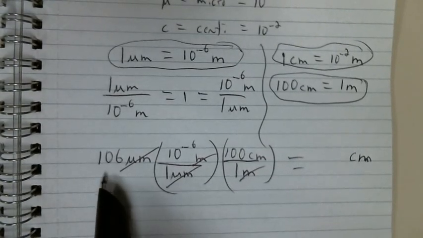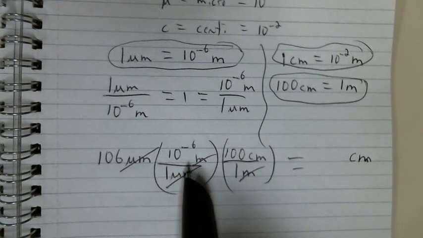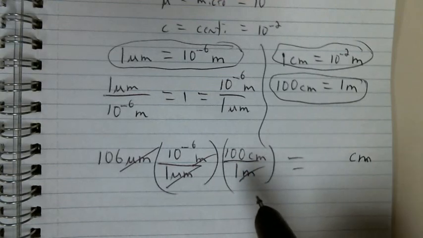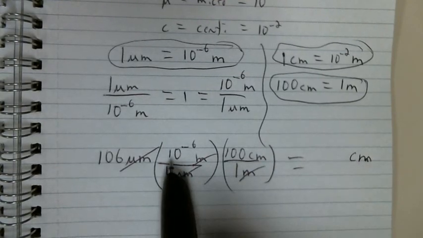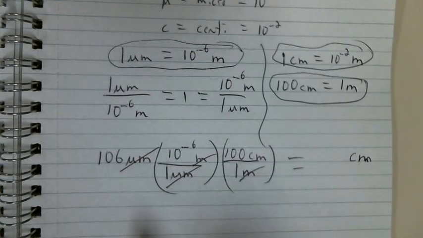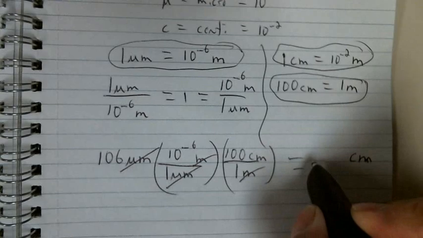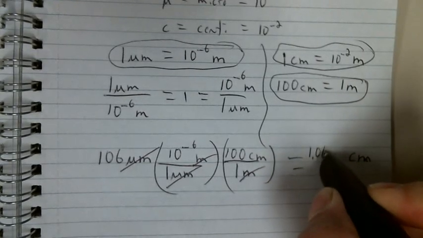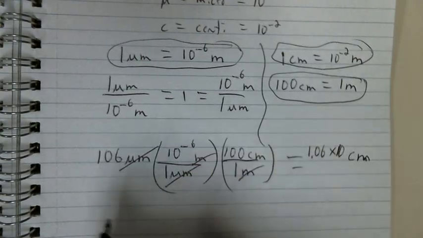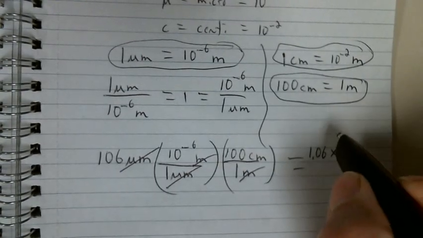And so we can do 106 times 10 to the minus 6 times 100 and figure that out. I should be able to do that in my head. So that'd be 10 to the minus 4th. Oh my, I'm nervous because what if I get it wrong? So would that be 1.06 times 10 to the, let's see, what would that be? Minus 2?